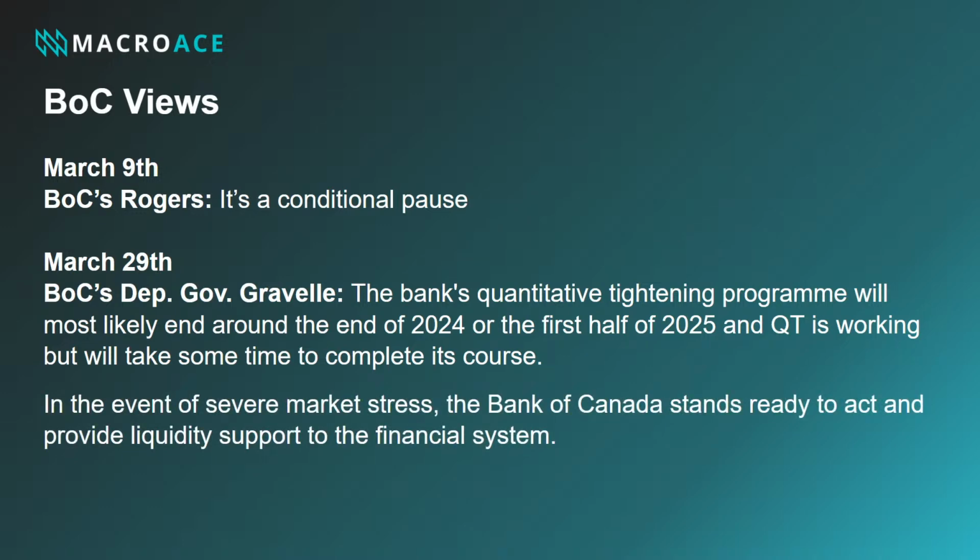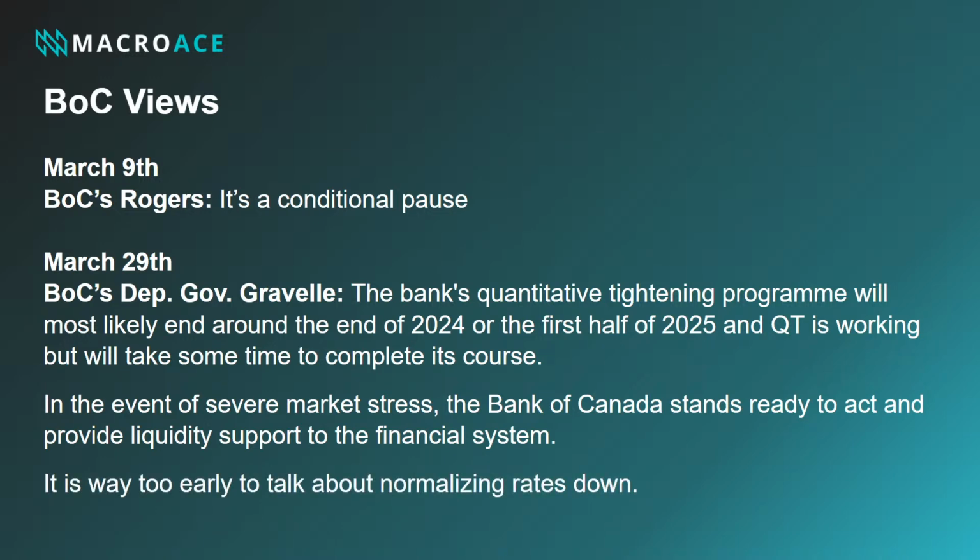They also added that in the event of severe market stress, the Bank of Canada stands ready to act and provide liquidity support to the financial system. That's kind of obvious. And again, saying it's way too early to talk about normalizing rates down. So again, what I said earlier, they haven't got to the 2% target yet, really, and they've got to wait for more data to see a continuation of a slowdown within the economy, enough for them to pivot and say, right, now we've got to go dovish mode and start cutting rates instead to keep the economy from going into a deep recession.